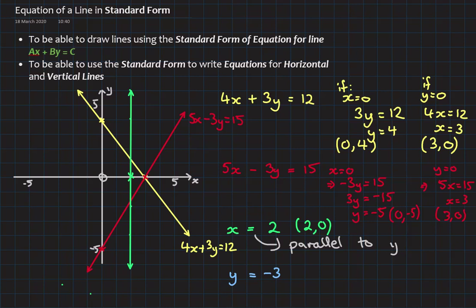So look at the next one, the y equals minus 3. Well, that tells me one point, 0, minus 3. That's a point that I know is on the line. So 0 across, 3 down. And this now says I have no x value, so it must be parallel to the x-axis. So parallel to x.